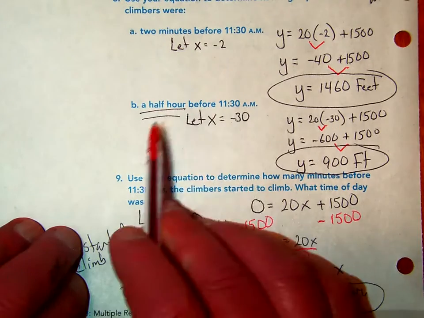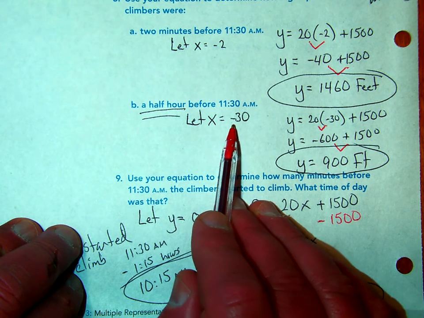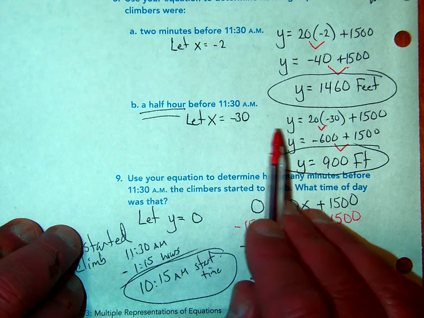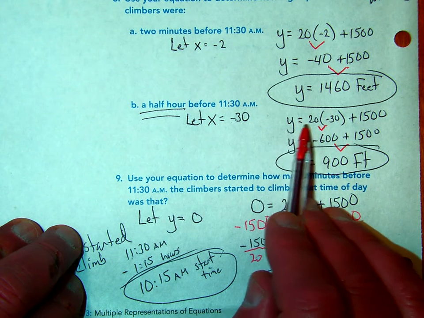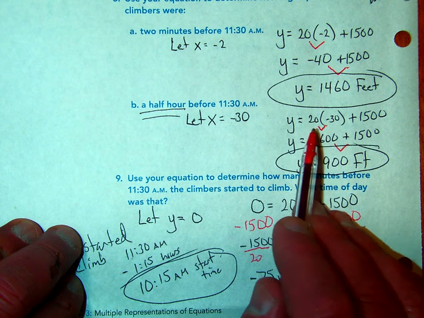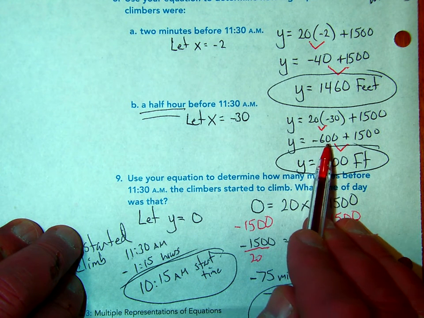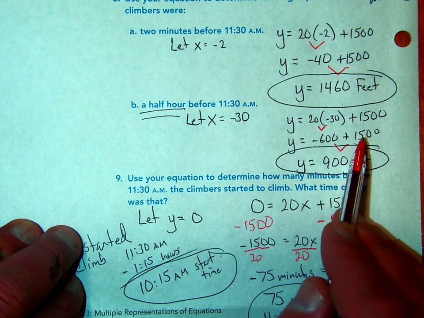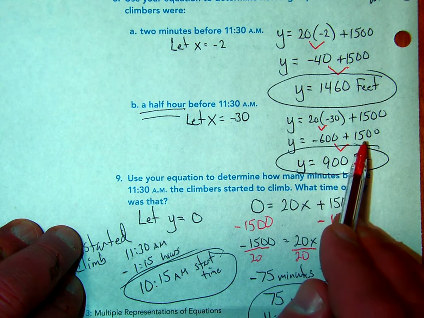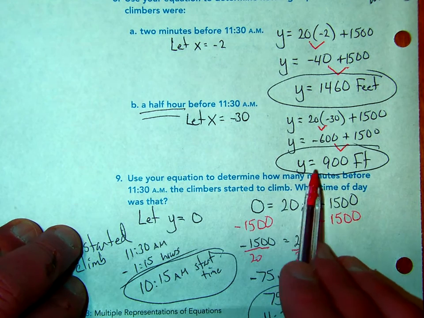A half an hour before 11:30. Well, a half an hour is 30 minutes, and before means negative 30. So let x equal negative 30, and let's solve for y. Height, y, equals 20 times negative 30 plus 1,500. 20 times negative 30, positive times negative, negative. 20 times 30 is 600. Y equals negative 600 plus 1,500, or 600 bad guys, 1,500 good guys, have a shootout. Good guys win. There's 900 of them left, because this is 1,500 minus 600. So a half hour before we arrived, the climbers were at 900 feet.